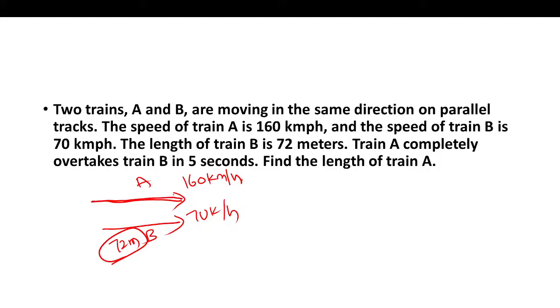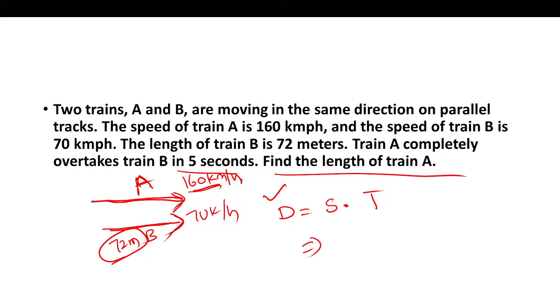Train A's speed is more, so definitely it will cross train B. Train A completely overtakes train B in how many seconds? Only 5 seconds. That means train A has more speed and the distance is also more. They are asking you to find the length of train A. Distance is equal to speed into time. We have to identify the length of train A, which is crossing train B.